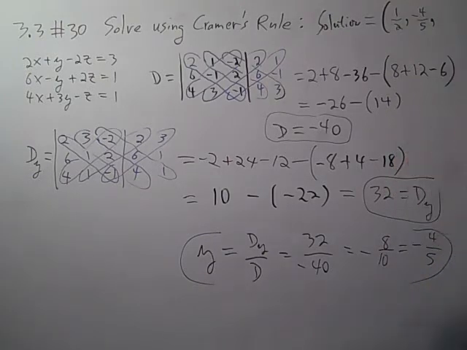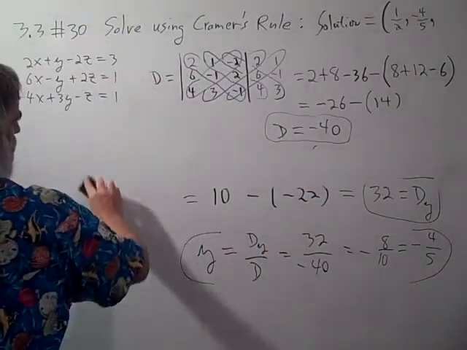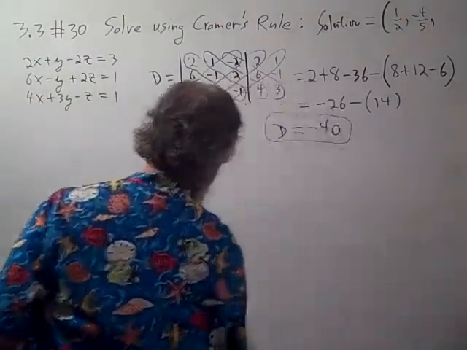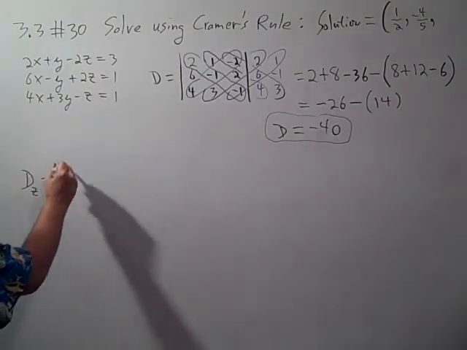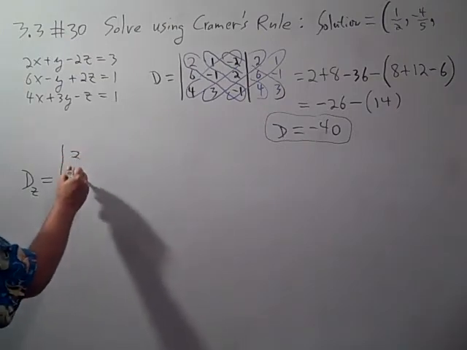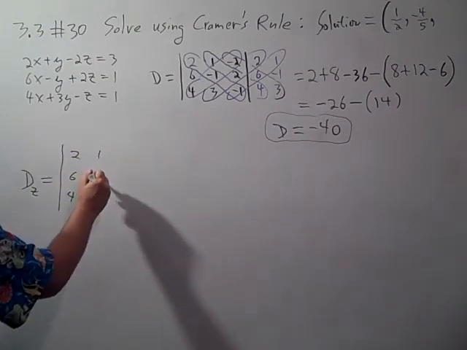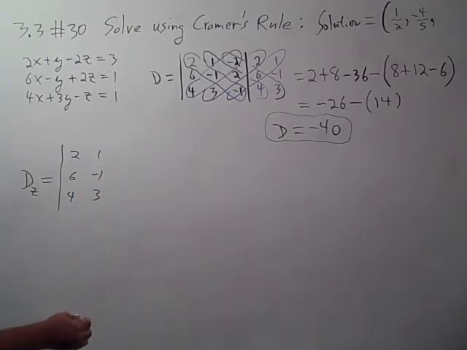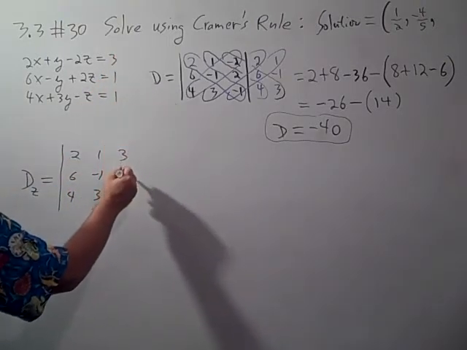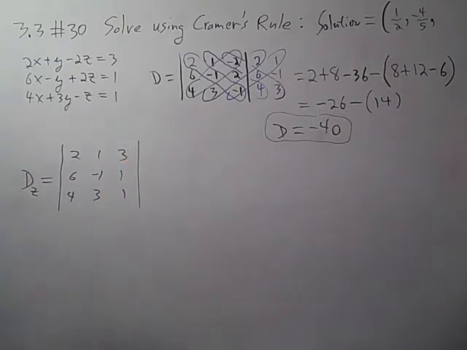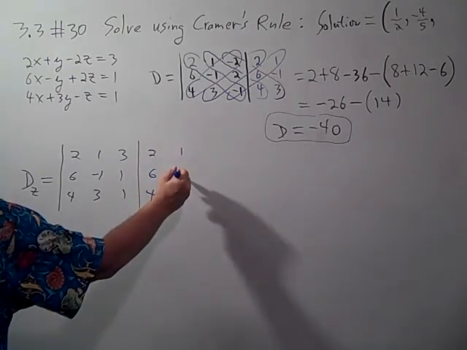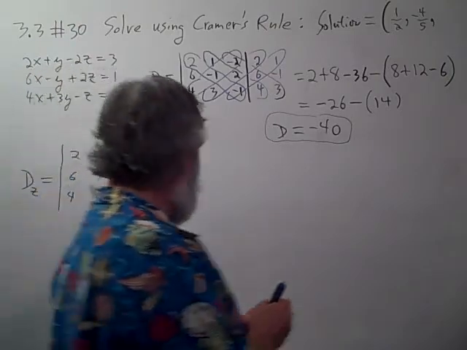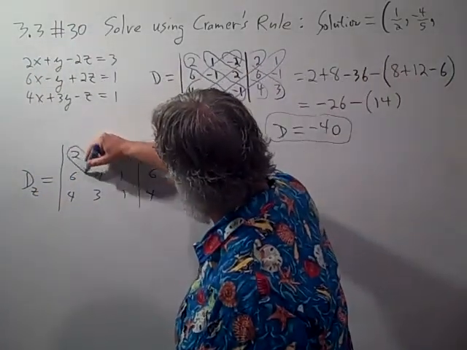We'll find d sub z, and then z will be d sub z divided by d. Okay, so d sub z. It's the same as the original matrix in terms of the x and y columns, but over the z column we replace the z column with 3, 1, 1. So here's the z column, now it's 3, 1, 1. Copy the first two columns to the right, so it's 2, 6, 4, 1, negative 1, 3. And now we begin this diagonal multiplication process.